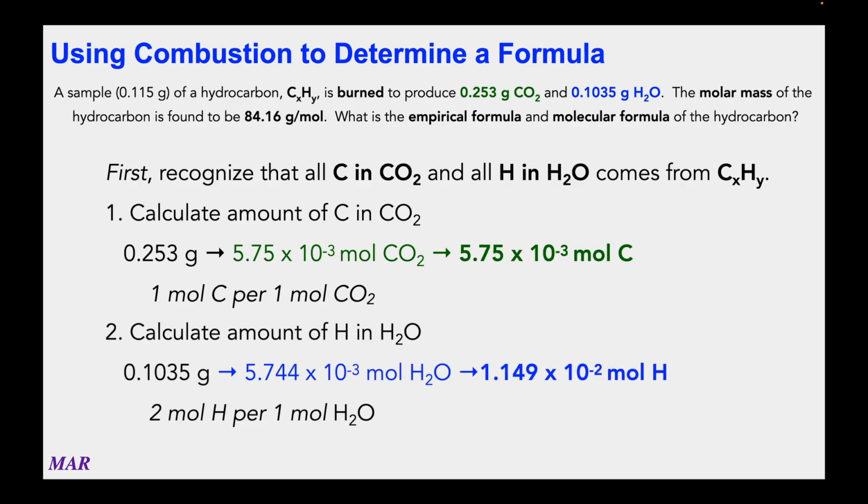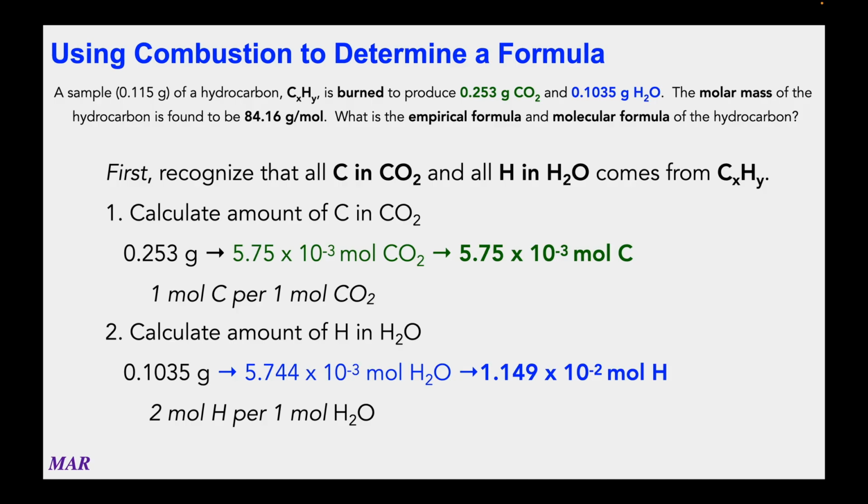So 0.1035 grams divided by the molar mass of water, 18.02, you get 5.744 times 10 to the minus 3 moles. But we'll multiply that through by 2 because there are 2 hydrogens in water. It's H2O. So moles of water times 2 will give you moles of hydrogen.